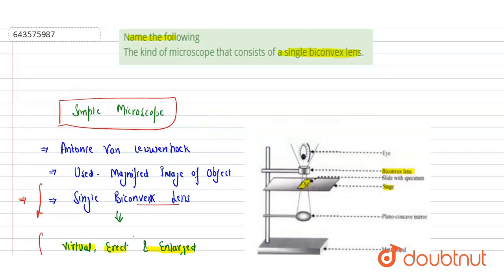So in the question they simply asked for the kind of microscope that consists of a single biconvex lens. So we can say that our answer is the simple microscope. Hope you get it. Thank you.